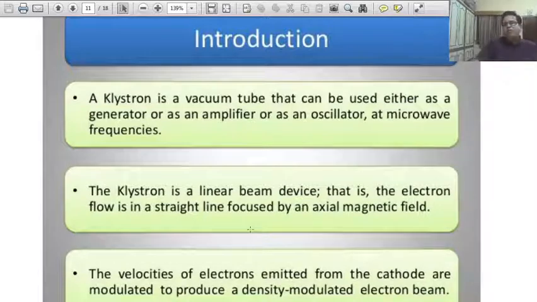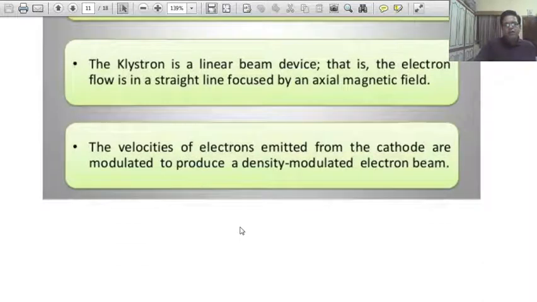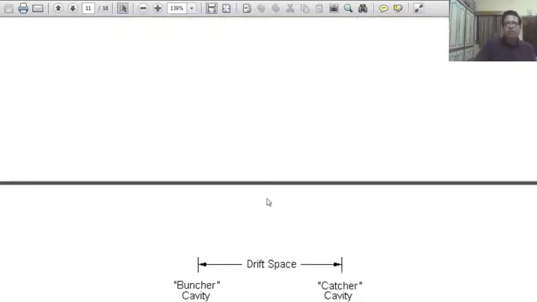Klystron is a linear beam device. Electrons flow in a straight line focused by an axial magnetic field. We show in the first diagram a magnetic system that focuses the electron beam. So this is known as axial magnetic field. The velocities of electrons emitted from the cathode are modulated to produce a density modulated electron beam. That is a very important point.